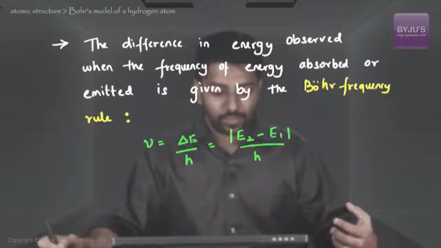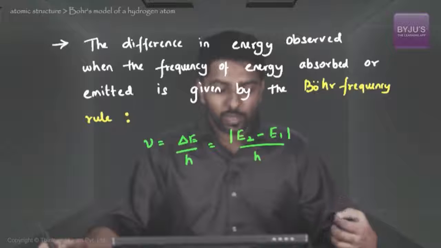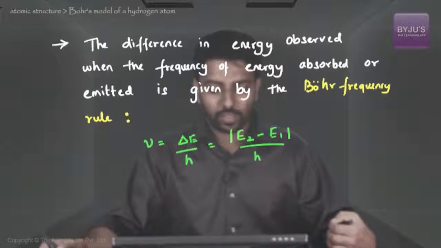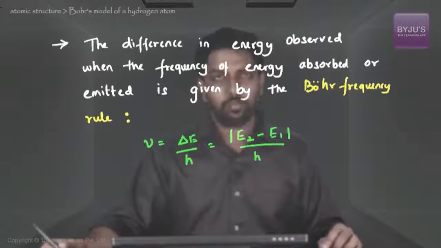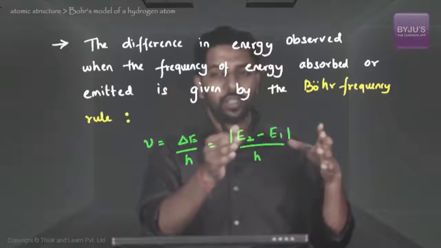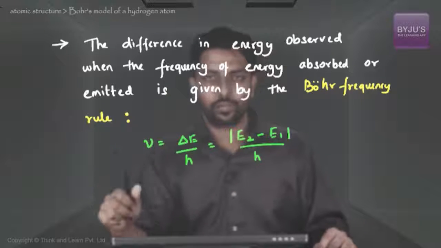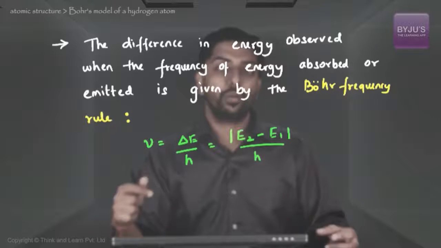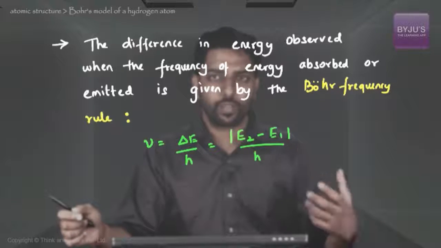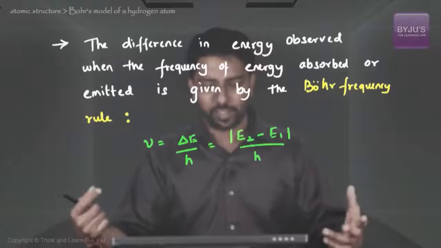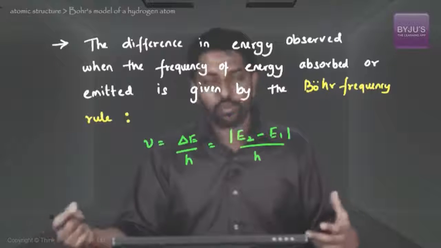The difference in energy, when the frequency of energy is absorbed or emitted, is given by the Bohr frequency rule, which states that the electron is present in one energy state or one stationary state. It transits to another. So either it has to absorb or emit a radiation, a photon. It has to either absorb or emit energy, is it not? So del E is nothing but E2 minus E1.